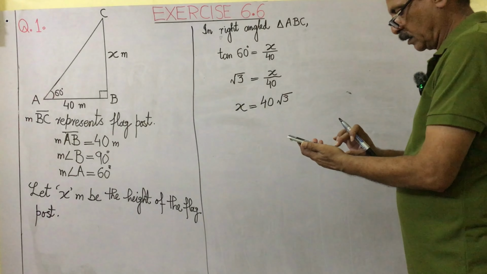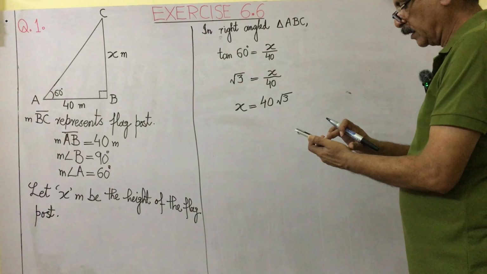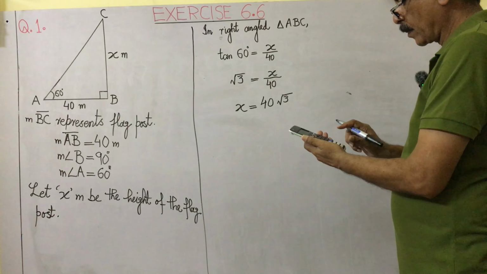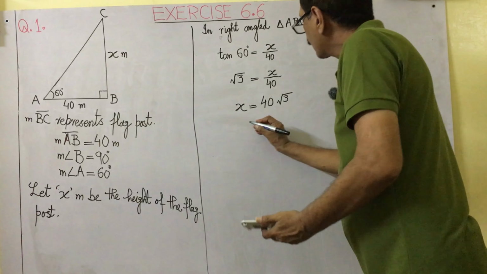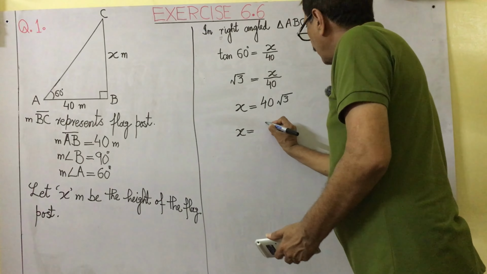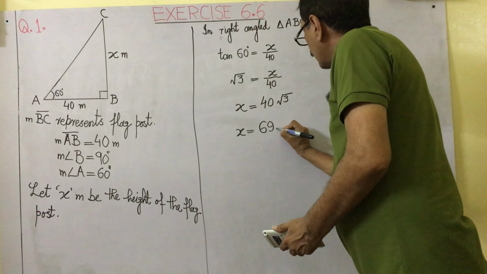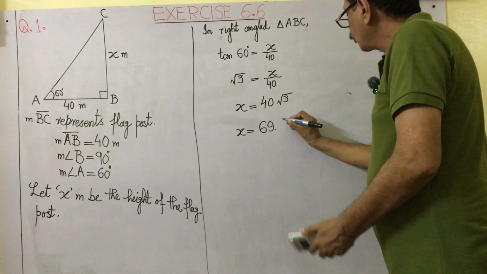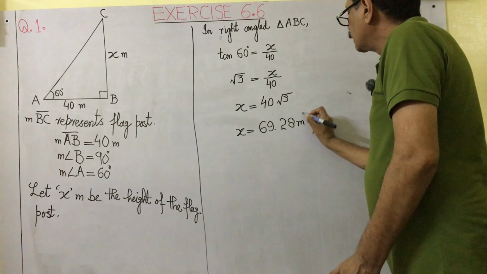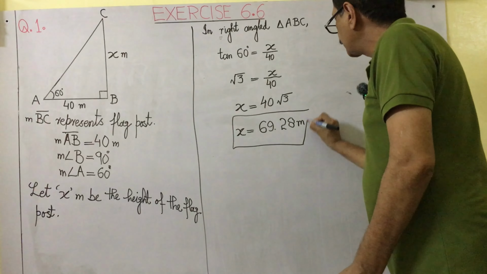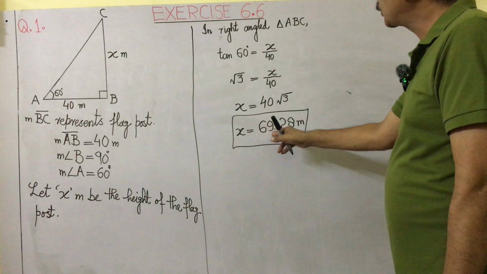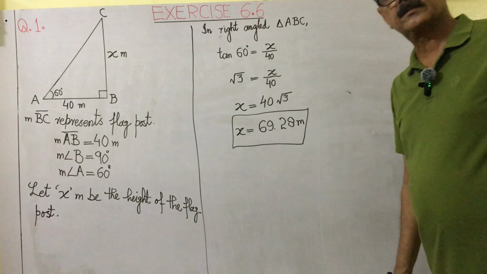You see, 40 multiplied by square root of 3 is equal to, x is equal to 69.28 meters. So, you see, the height of the flag post is 69.28 meters.